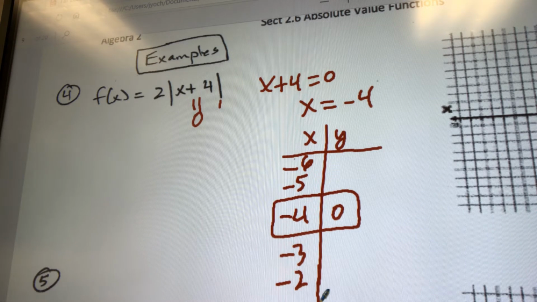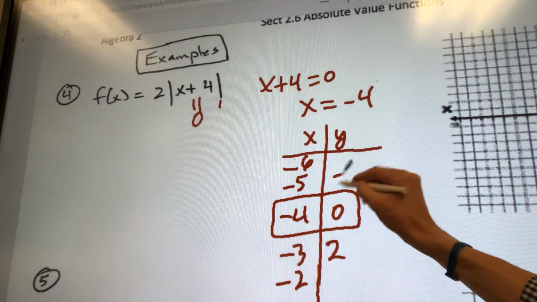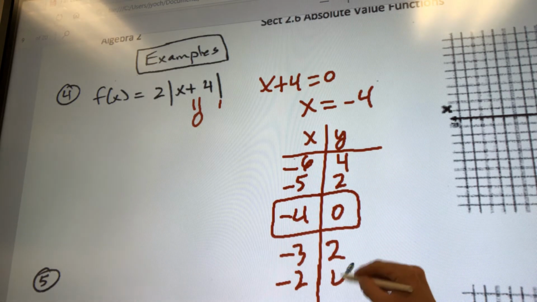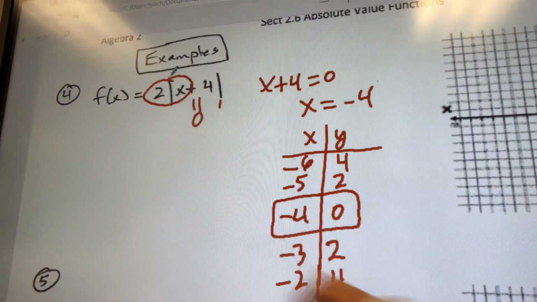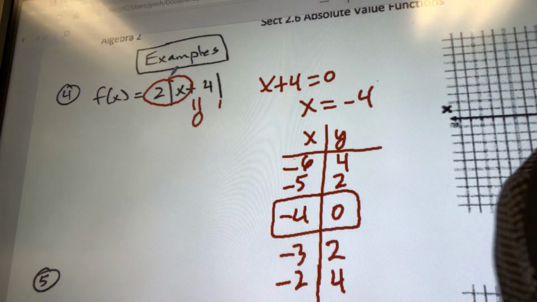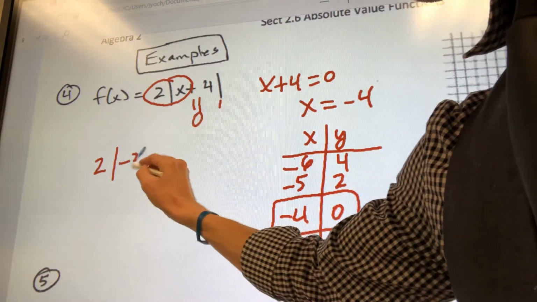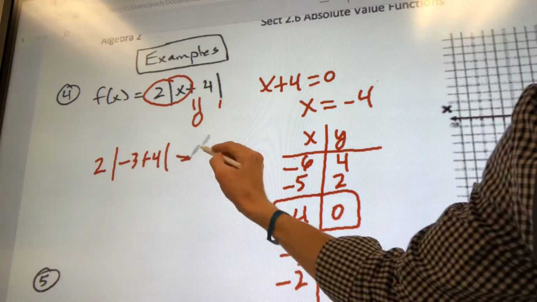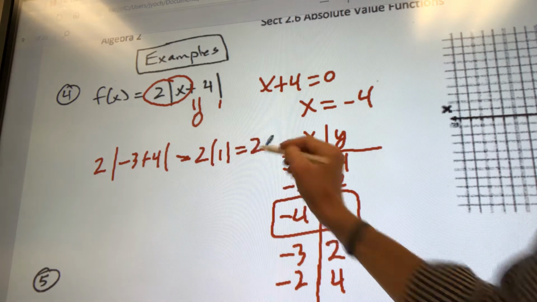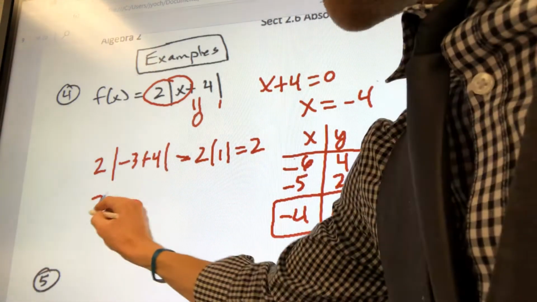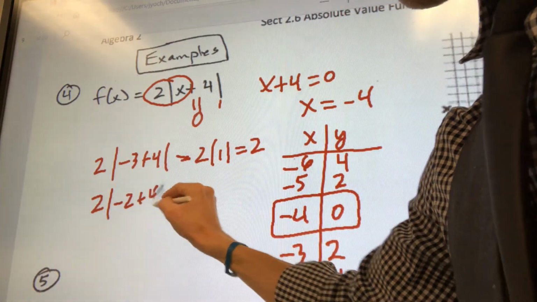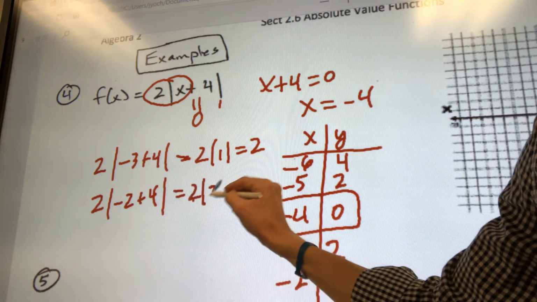I'm going to take that, so I know the slope's 2. So I know that I'm going to go up 2, another 2, another 2. And you know that because it's 2 times x. It's looking right there at you. Again, if you don't like that, I can plug negative 3 in for x. I get 2 times the absolute value of 1, which is 2. I can plug in negative 2 in for x, and I get 4.